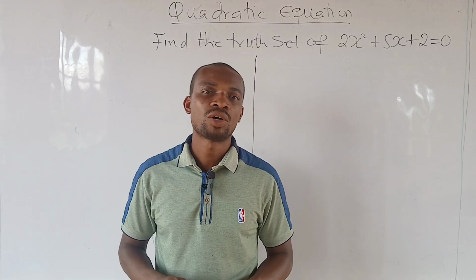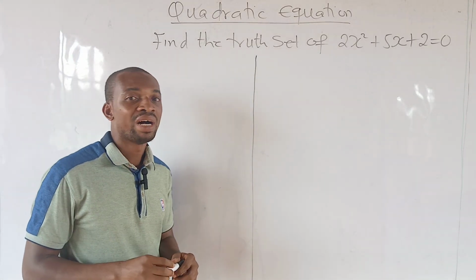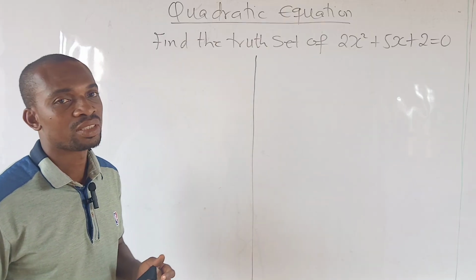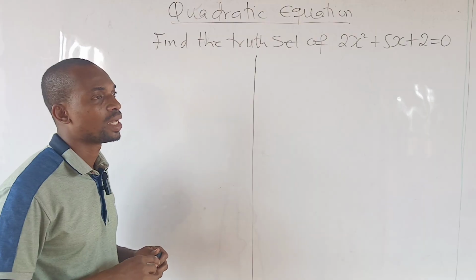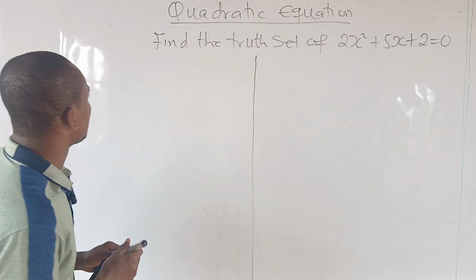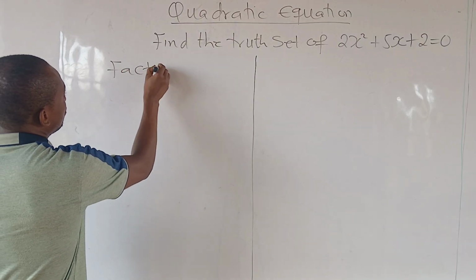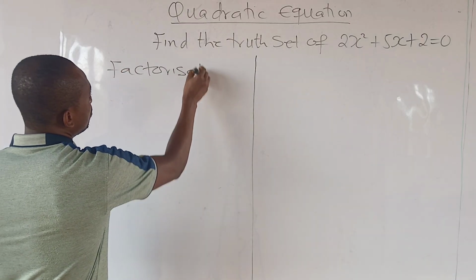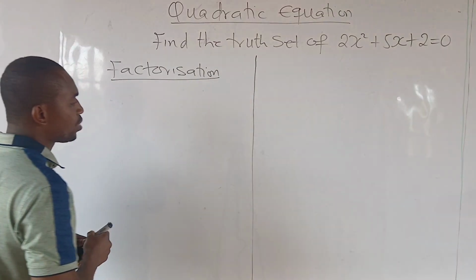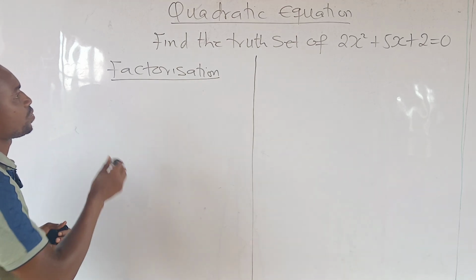First, we are considering this quadratic equation by using the three methods of solving quadratic equations: factorization, completing the square, and the formula. So we shall begin with the factorization. Now, when you're using factorization, let's rewrite our question.